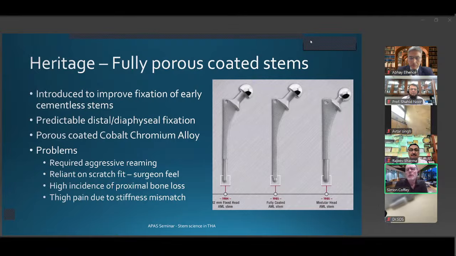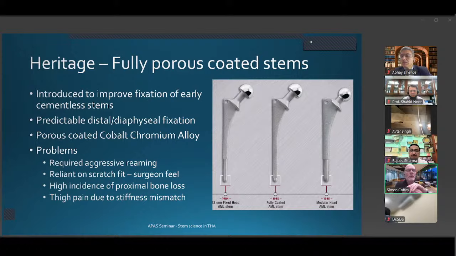Probably the most versatile and used revision style stem was an extension of the original AML stem, which is a fully porous coated stem, and the longer versions were introduced to improve fixation of the early cementless stems. You got predictable distal diaphyseal fixation. It was a very stiff chromium cobalt alloy porous coated stem.